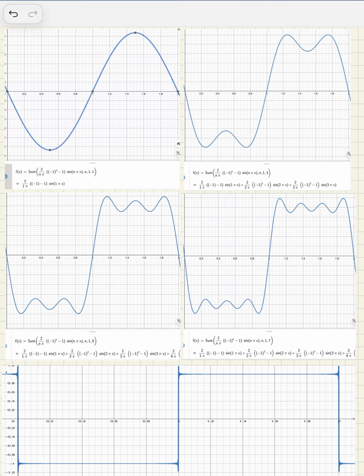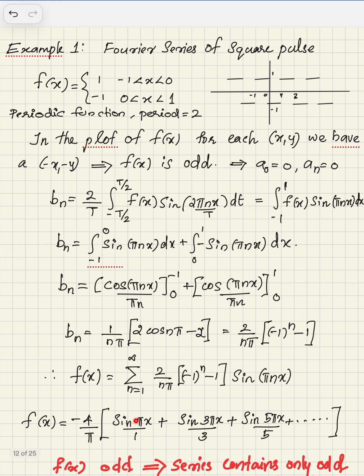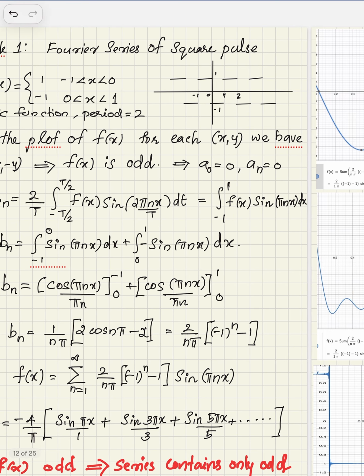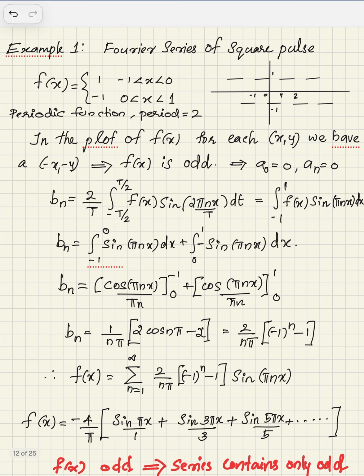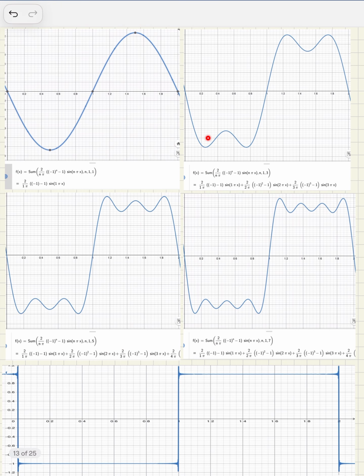Now what is the meaning? If you retain only the first term, minus 4 by pi sin pi x, your graph will be like this. This is the graph of minus 4 by pi sin pi x. If you consider first two terms, that is this term and this term, you will get something like this. If you consider first three terms, it will be something like this. If you consider first four terms, it will be something like this.